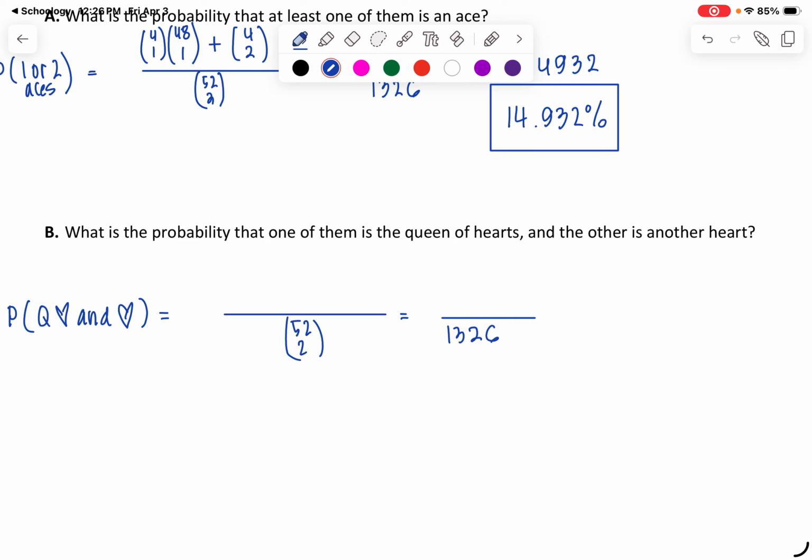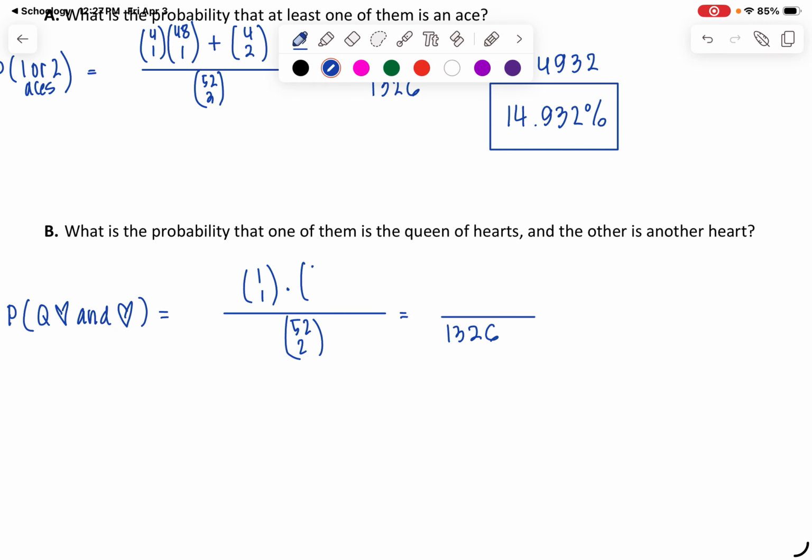Okay, so ways I can get the queen of hearts. There's 1 queen of hearts and I would have to choose it. And then ways that I can get a heart. There are 13 hearts, but the queen of hearts is already out of the deck, so that's 12 hearts left and I want one of them. I can do that in my head. 1 times 12 is 12.